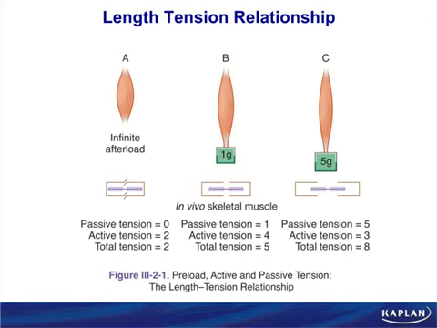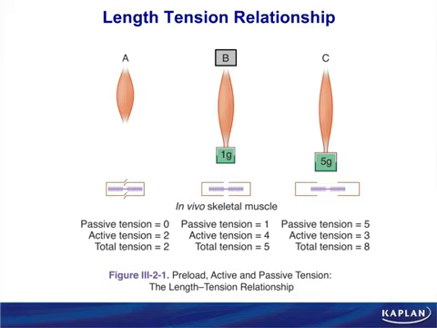Okay, here's a picture of, say, a muscle. And for right now, let's not worry about this infinite afterload that's in the book. So A represents a muscle that has zero preload on it. We're not putting any load on it. So imagine the rubber band, and you're just holding the rubber band up. That's A. There is no preload on the muscle. Now we take this muscle and put a little load on it, a 1 gram weight. That's what's illustrated in B.